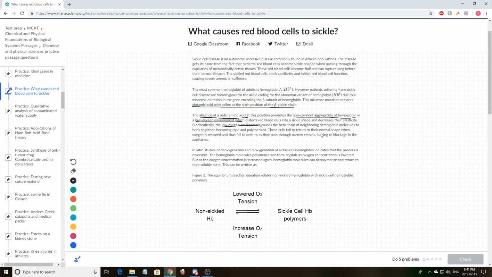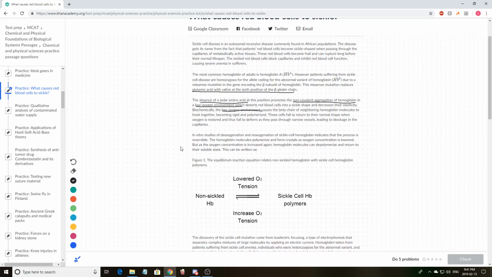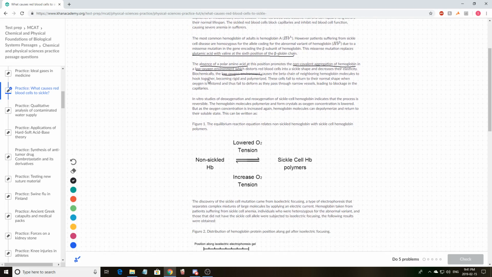These cells fail to return to their normal shape when oxygen is restored, and thus fail to deform as they pass through narrow blood vessels, leading to blockage in capillaries. Okay? So there was a lot of useful information in this passage, mainly what I've kind of underlined here.